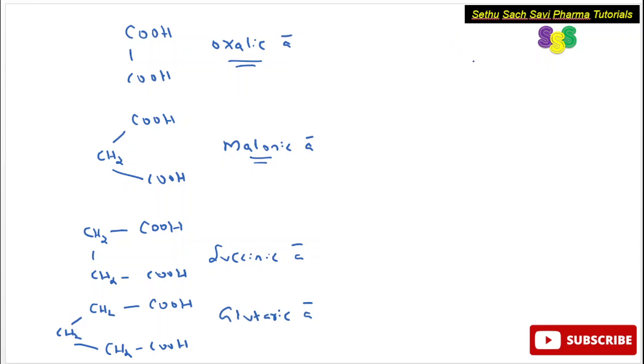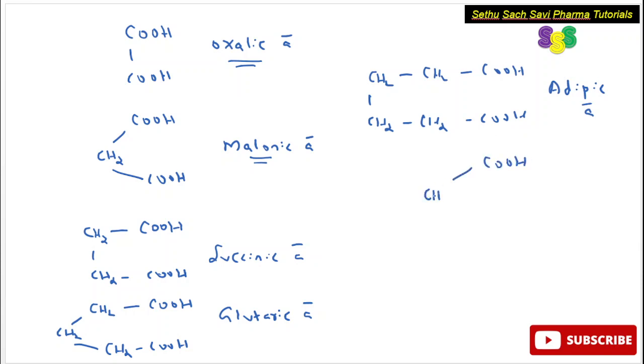Now between the COOH groups, if I introduce 4 carbon atoms, there is COOH, CH2, CH2, CH2, CH2, 4 carbon atoms. This is called adipic acid. Now if I introduce 5 carbon atoms, I am just writing CH2 5 times, here it was 4 times, here it is 5 times. This is called pimelic acid.